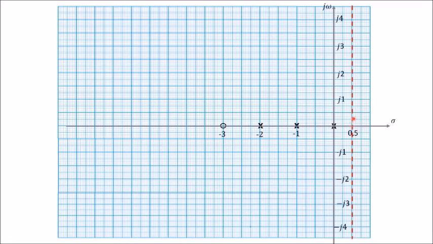Based on the angle of asymptote and the intersection of asymptote, we can draw the lines for the asymptotes. The angles for the asymptotes are 90 degrees and also 270 degrees, starting from here to here, with the intersection of the asymptotes at 0.5. Then we put the location of the j omega crossing, this one. After we put all this information, we can draw the root locus like this.